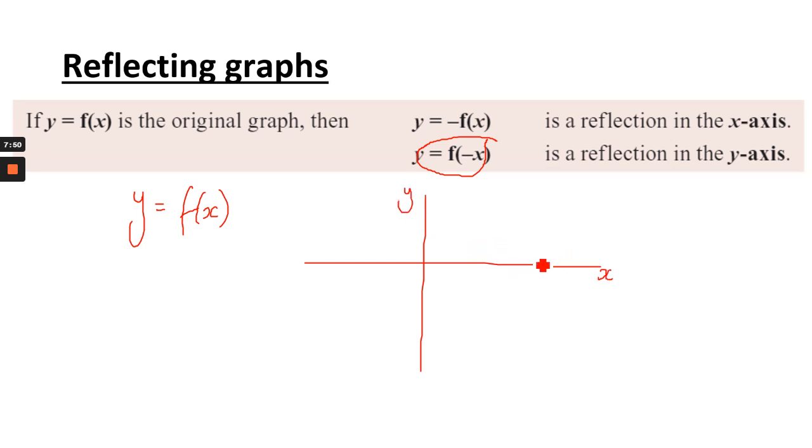So if all of the x coordinates have been reversed, this y-axis must be the mirror line. So if you've got minus x, all of the x coordinates have been reversed, so you're reflecting it in the y-axis. It is slightly tricky to get your head around. And if it's minus outside of the function, then you're flipping it in the x-axis. So pause the video and copy those down, and then I'll just go through some examples to confirm that.